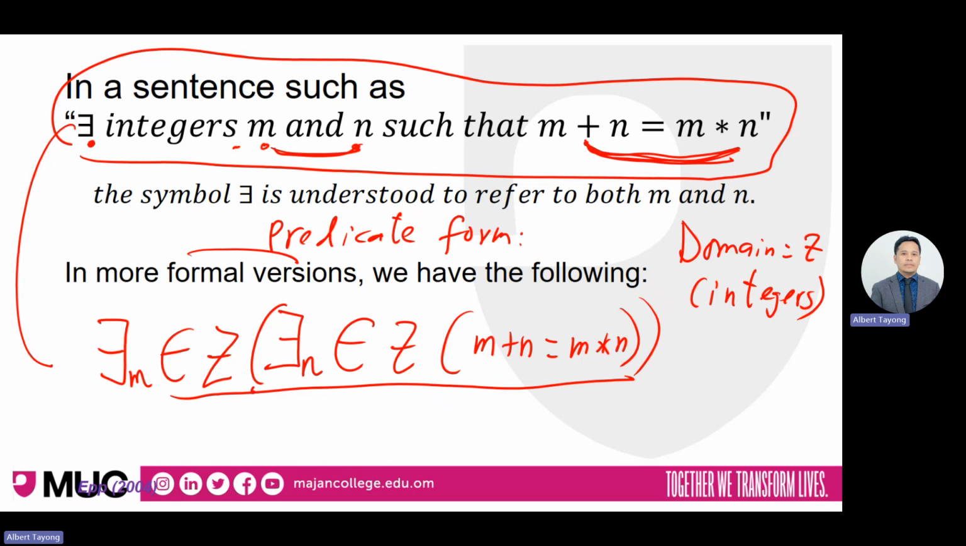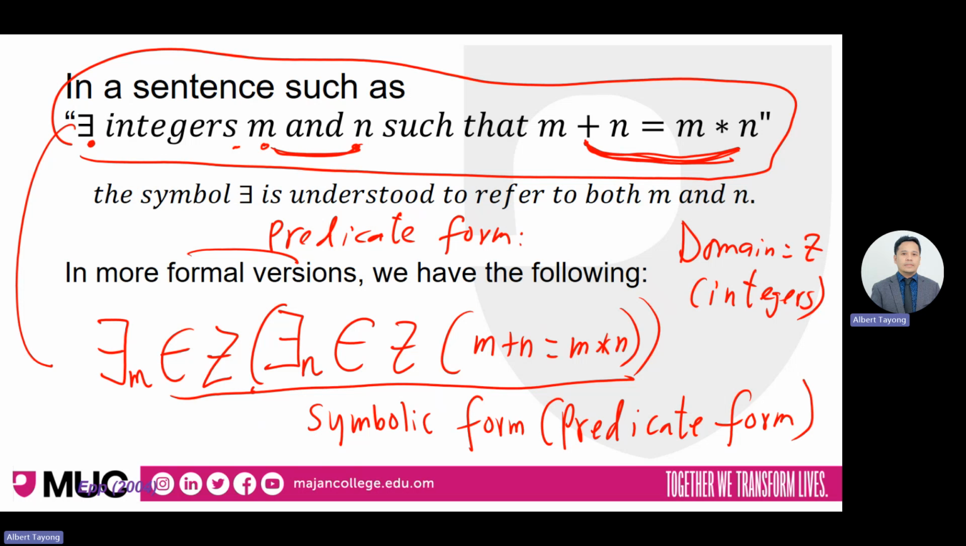This is the symbolic form, or the predicate form. When I say symbolic logic, I'm talking about the predicate logic or the predicate form. So we repeated this symbol, exists, because of these two variables m and n. And we use open parentheses here, Z for the integers. And for this property, we have to put it in one group to identify that this is a property to be proven. Okay, m plus n equals m times n.